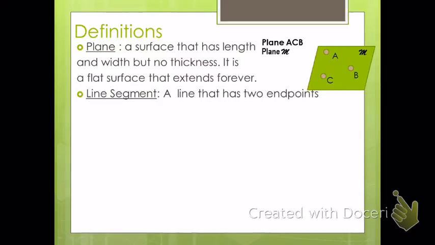A line segment, a line that has 2 endpoints. It has a beginning and an end. So here's a picture of what that would look like. And then if we were going to denote that, a line segment, notice it has no arrows over the top. We can also reverse the order.